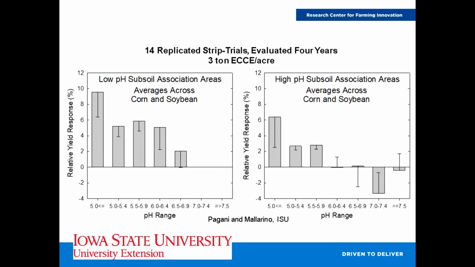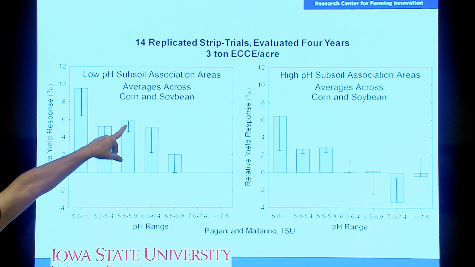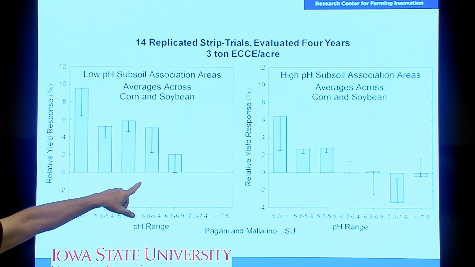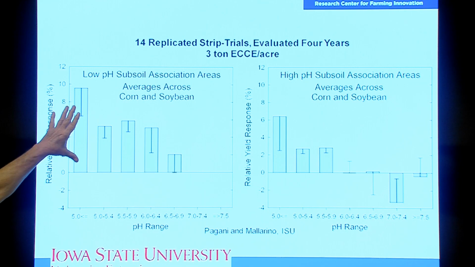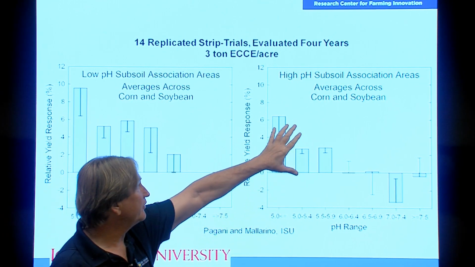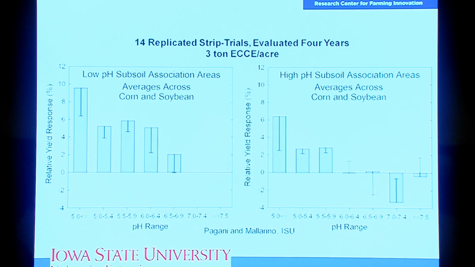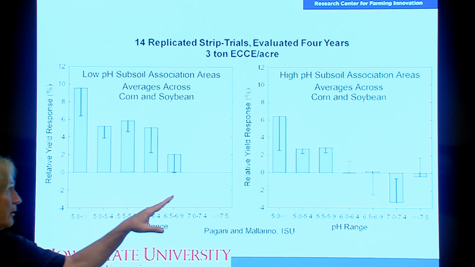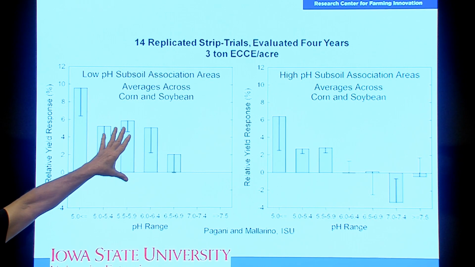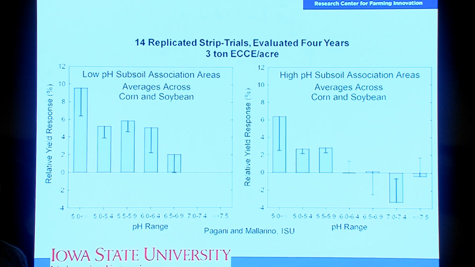This is results from 14 replicated trials on corn and soybeans, and they just combine them as a relative response. And this is low pH and timber soils or non-calcareous soils in Iowa. And what I want you to see is that the yield response is greater than if it's compared to fields where we have high pH subsoil like we have in the western part of the state where we have calcareous soils. I want you to see that the subsoil matters a lot, in that parts of the state where we don't have calcareous subsoil are going to respond more to lime than areas that do.